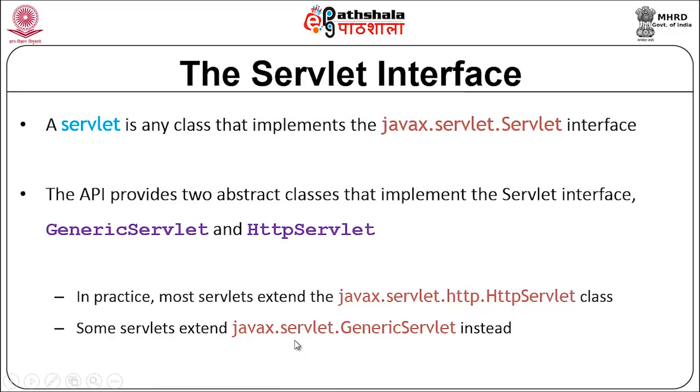A servlet is any class that implements the javax.servlet.Servlet interface. This API provides 2 abstract classes that implement the Servlet interface, called GenericServlet and HttpServlet. Mostly when you create a servlet, you will extend the HttpServlet class, or you will extend the GenericServlet class. Some servlets extend GenericServlet, but mostly from the web browser a request is sent as an HTTP request and the response is sent back as an HTTP response. So, we normally create a servlet by extending the HttpServlet class, which implements the Servlet interface.